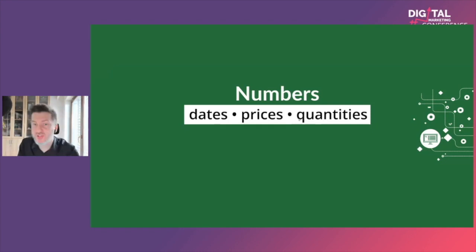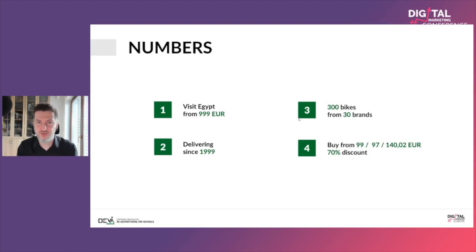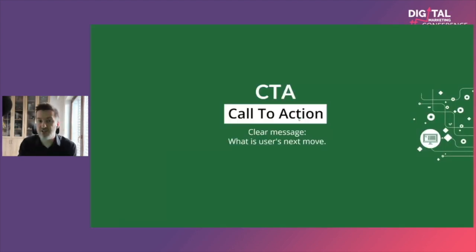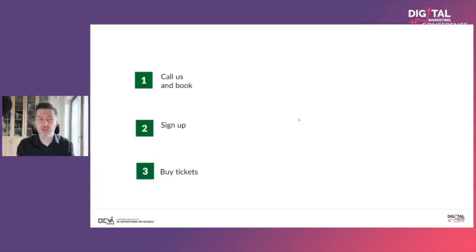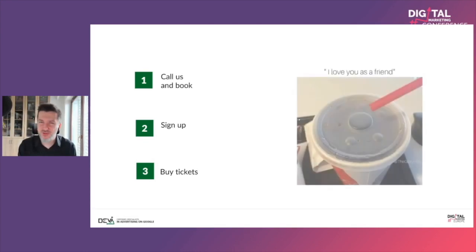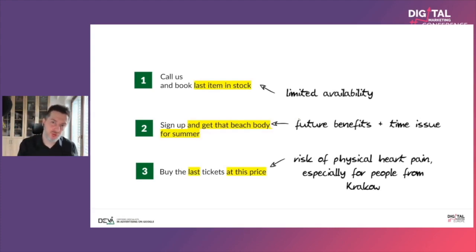The second great idea is numbers. You can use numbers in a lot of different ways, but numbers will change the focus of your clients in the search engine and they will look at your results differently. And the last one, call to action. We can use a call to action very simply like this, but it won't give you results. It's very simple and plain. You can upgrade them, for example, to show limited availability, future benefits and other things. And of course you can target the simple ideas, but if you connect emotions and CTR, USP and CTR, numbers and CTR, it's the best because we know we don't have many characters to use in results, right?